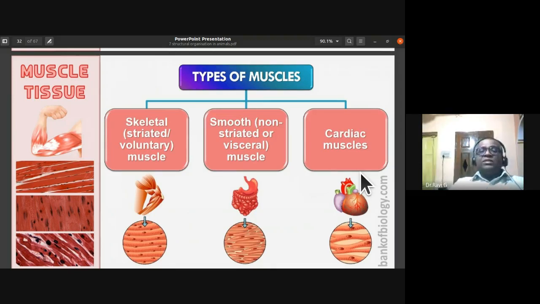So the types of muscles, there are three types of muscles. Even in your high school, you might have studied about this. The skeletal muscles, as you know, are associated with the skeletal system, like biceps, triceps, pectoral muscles. So we call them skeletal muscles. They are striated, so you can also call them striated muscles, and they are under our control, voluntary muscles. You might have worked out on your biceps. They are under your control, isn't it?